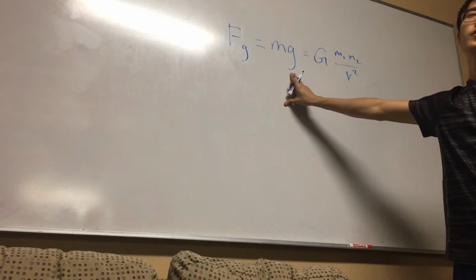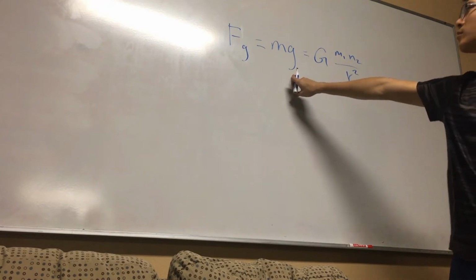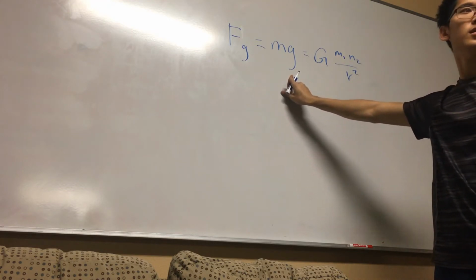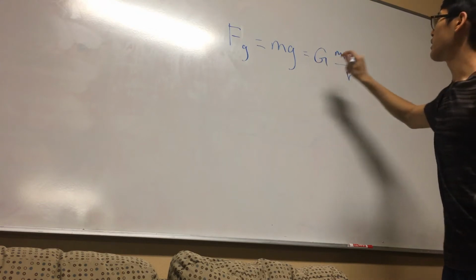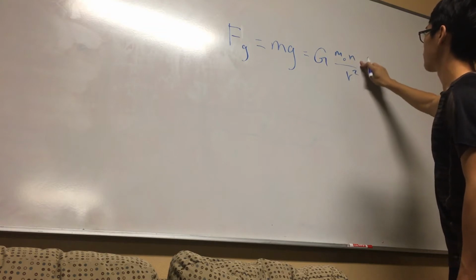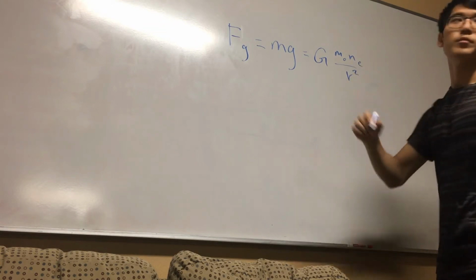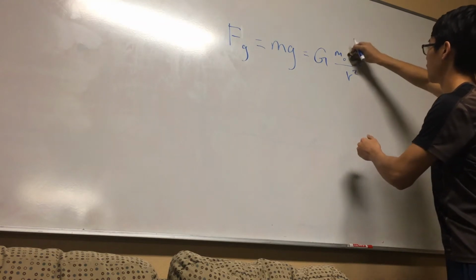So, what is gravitational field right now? Gravitational field on our planet is 9.81. If you're given this equation, let's call this the mass of an object and let's call this the mass of Earth. Just put big M and then little m. The mass of Earth will be big M.